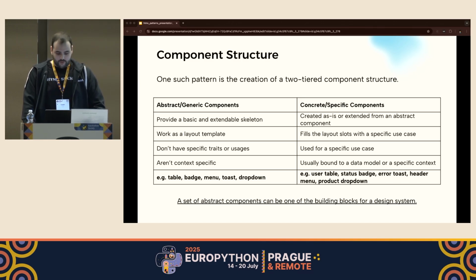Tables, badges, menus, toasts. And the concrete component is when you apply an abstract component to a data model, for example. You can create it as is, or you can use an abstract component and fill the slots with a specific use case. Product table, status badge, error toast, header menu, for example. And if you have a good set of abstract components, you're basically building a design system.